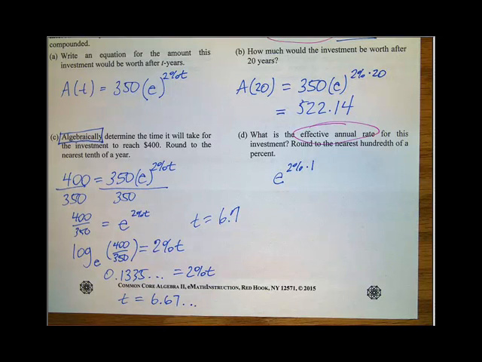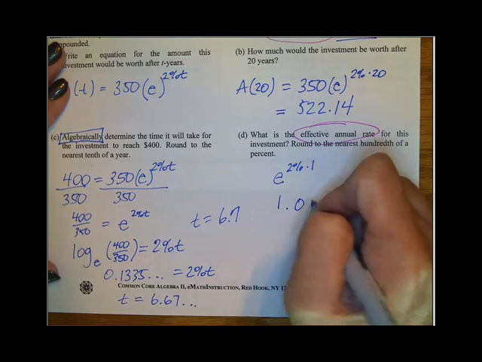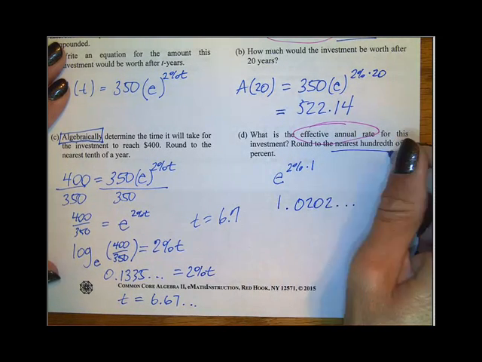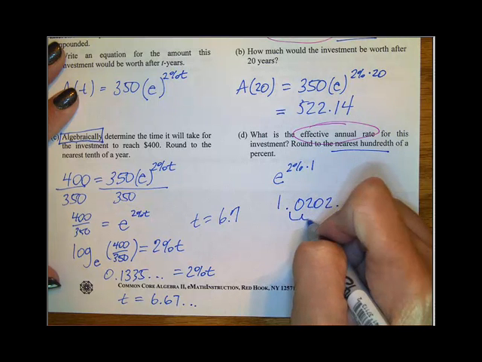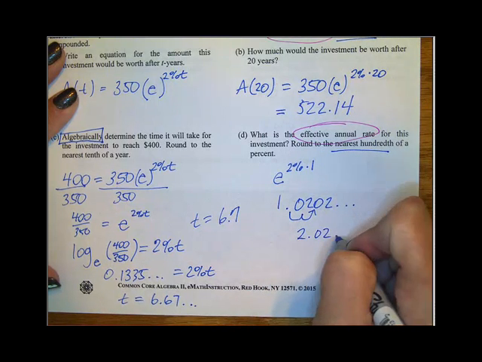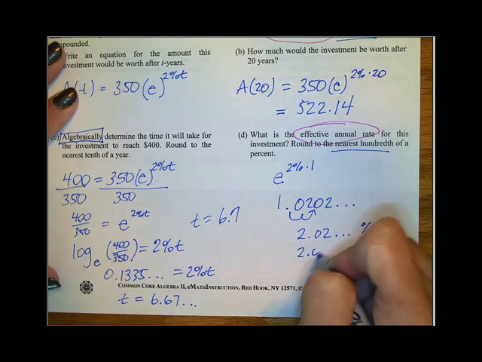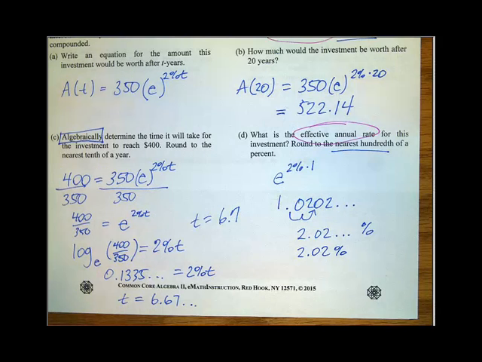So e, use your calculator, e to the x button, which is next to the 10 to the x button. Do 2% times 1, and you should get 1.0202... And it says to the nearest hundredth. But remember, this is a percent, so we have 2.02... percent. So it's 2.02% when rounded correctly. So we're really making 2.02%, because it's compounded continuously. Okay? All right. Good luck. If you have questions, ask in class.